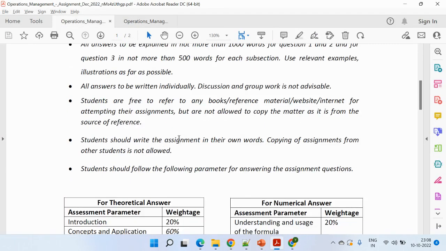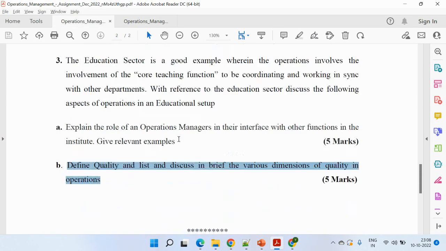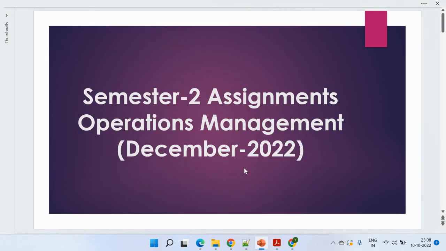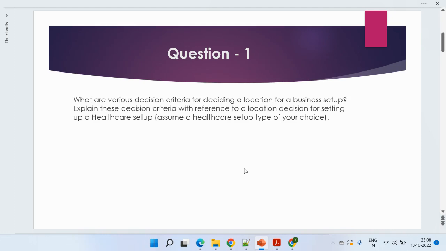If you see, there are three questions provided: first, second, third A, and third B. So, let's discuss each question, which page numbers to refer to, and what content to write. Firstly, the very first question: what are the various decision criteria for deciding a location for a business setup? Explain these decision criteria with reference to a location decision for setting up a healthcare setup. Assume a healthcare setup type of your own choice.